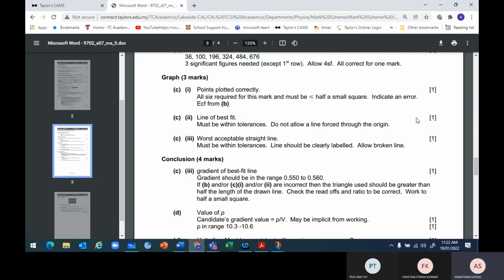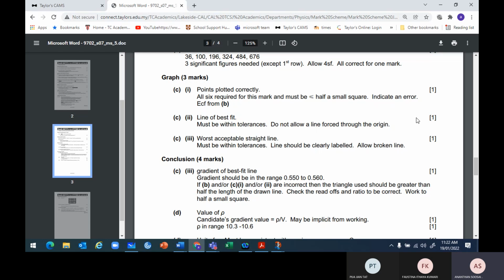For the graph, 3 marks. Check all points must be within half a small square, and indicate an error. So all points are transferred correctly. Line of best fit must be within the tolerance.